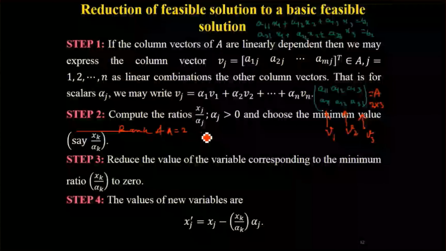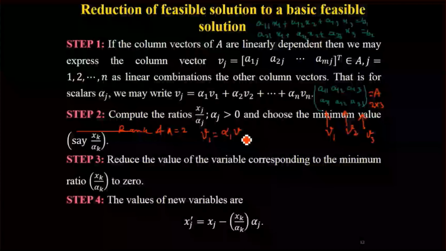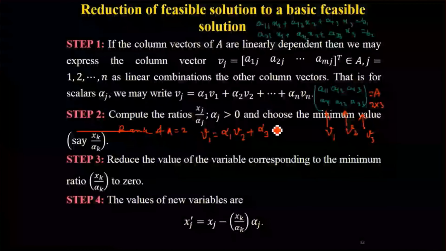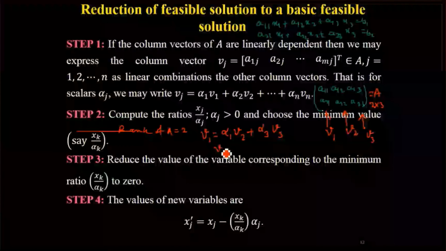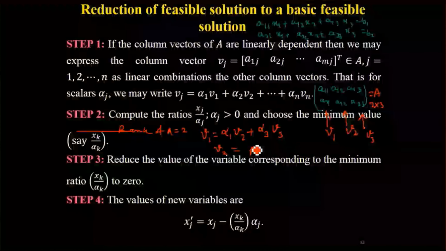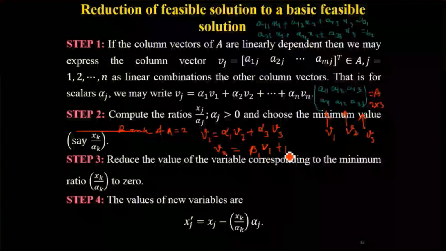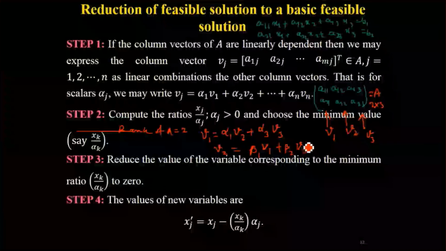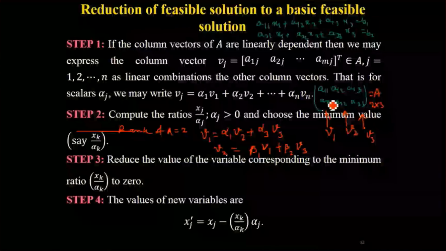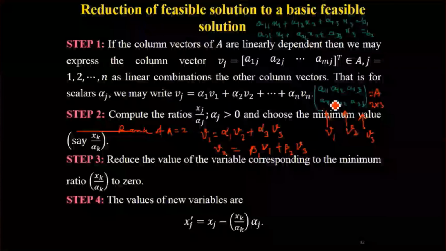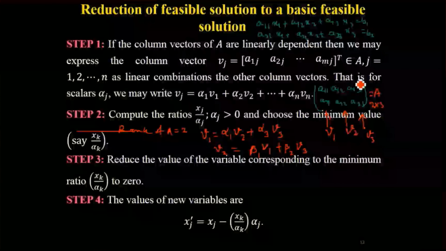So what we can write, we may write that v1 equal to the combination alpha 1 v2 plus alpha 3 v3. Yes or no? We can write. Similarly, we may write v2 equal to some scalars beta 1 v1 plus beta 2 v3, like that. So any one of the column vectors we can write as a linear combination of the other 2 vectors. Okay, so that we are going to see in the first step.